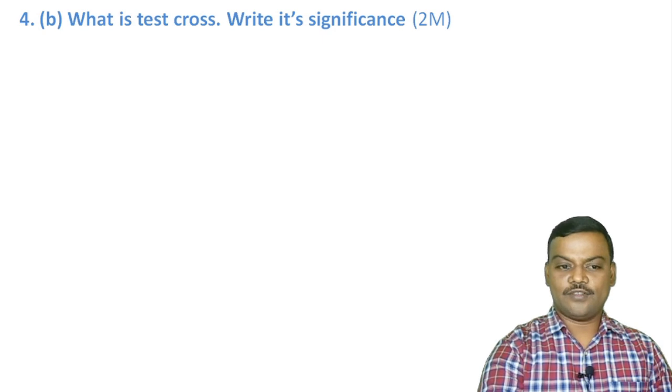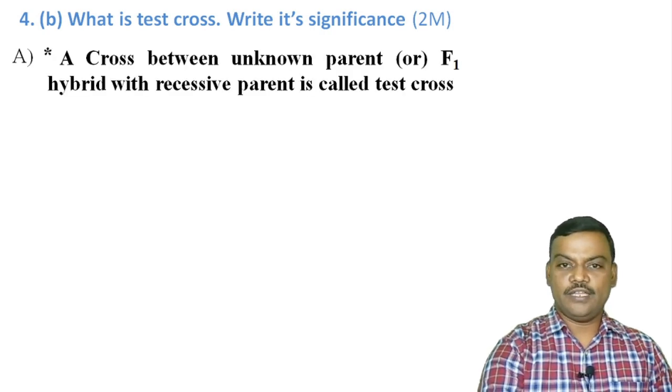What is test cross and write its significance? It is for 2 marks only. For these 2 marks, we should write some points like this. A cross between an unknown parent or F1 hybrid with a recessive parent is called a test cross. That means the unknown parent crossed with the recessive parent is referred to as a test cross.